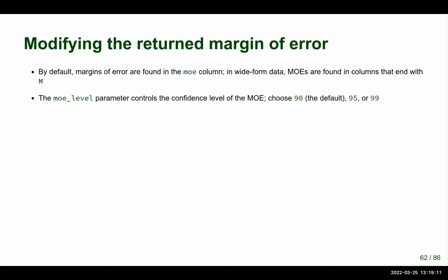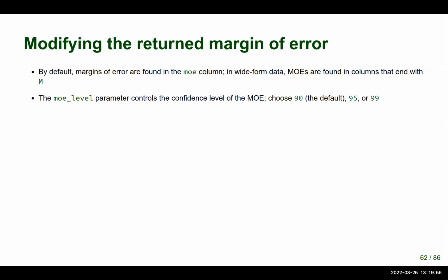Now, by default, the American Community Survey returns data with margins of error at a 90% confidence level. I've discussed this already. It means we're 90% sure that the true value is in a range of the reported estimate plus the margin of error or the reported estimate minus the margin of error. If you want to create different confidence levels, so basically where you're 95% sure or 99% sure that the estimate is in this range, you can use the MOE level argument in GetACS to modify this.